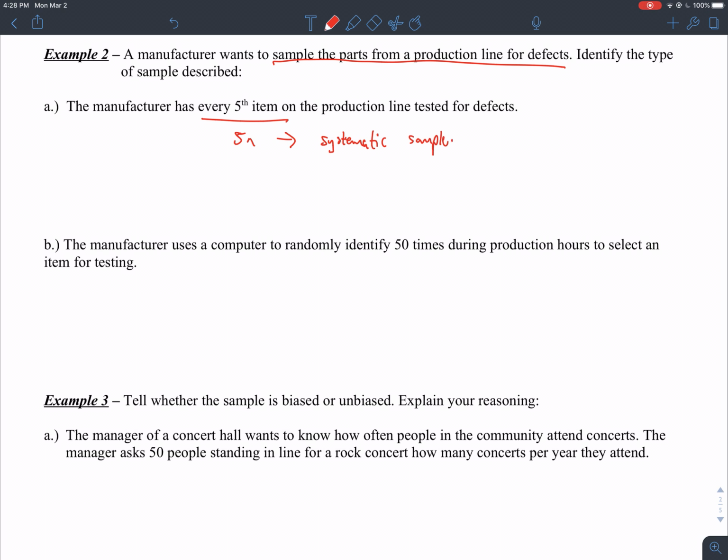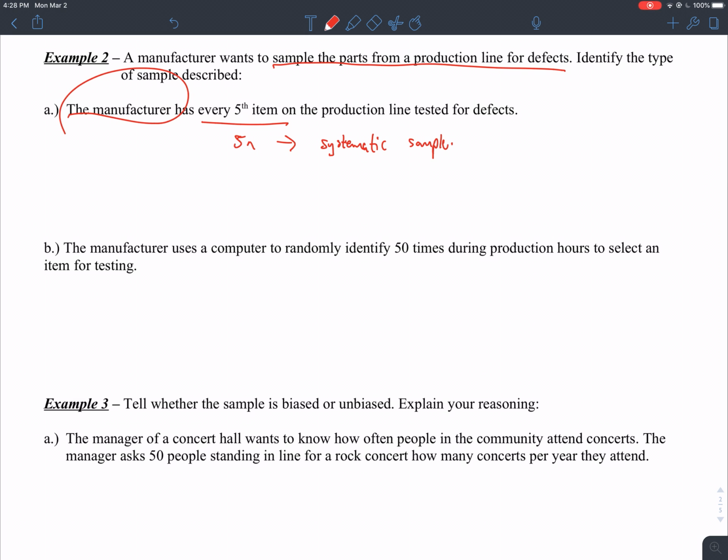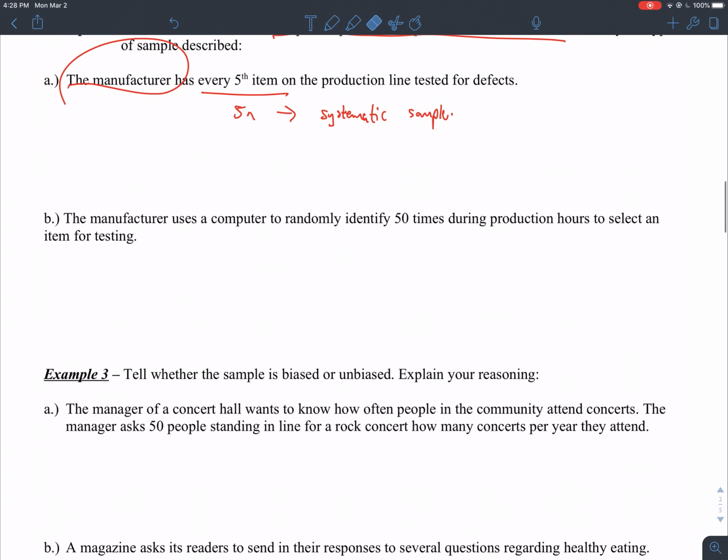Except that they should pick the first item randomly. Alright. And then you use a computer to randomly identify 50 times during production to select an item for testing. Okay, so randomly identify. Well, that should be a random sample. It's the only sampling type that has the word random in it. So this would be a random sample. And both of these are unbiased, we said. Remember that. These are good sampling techniques.